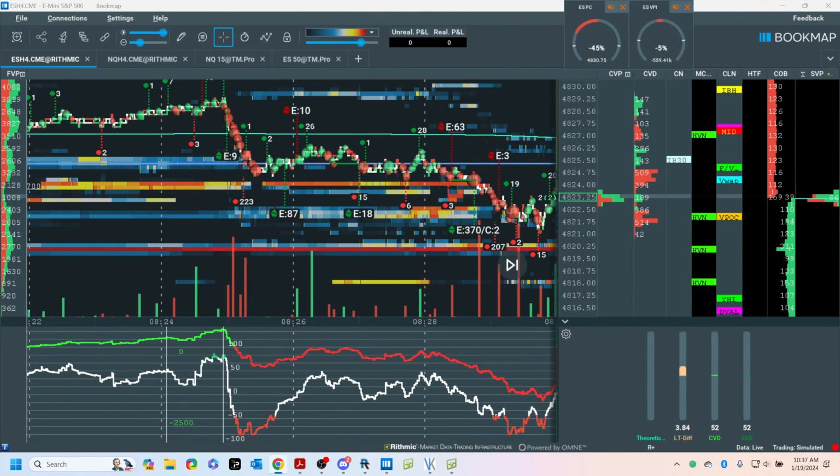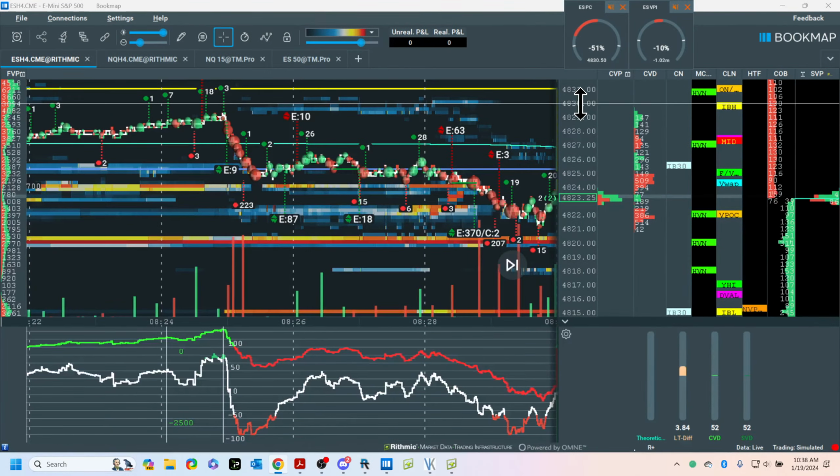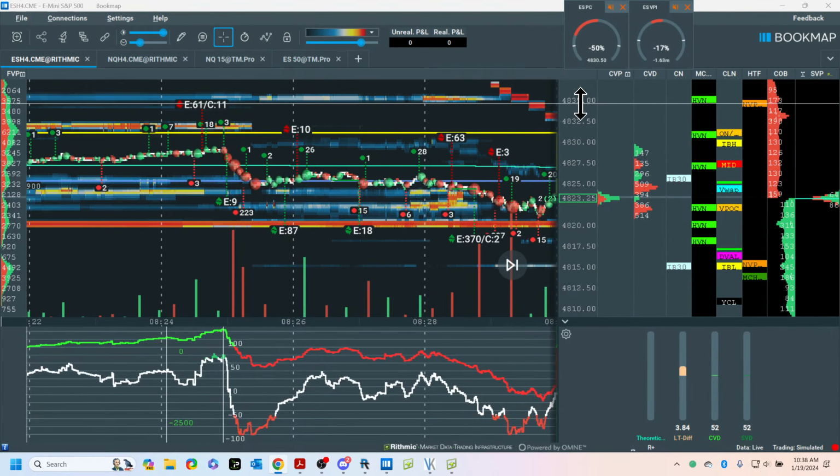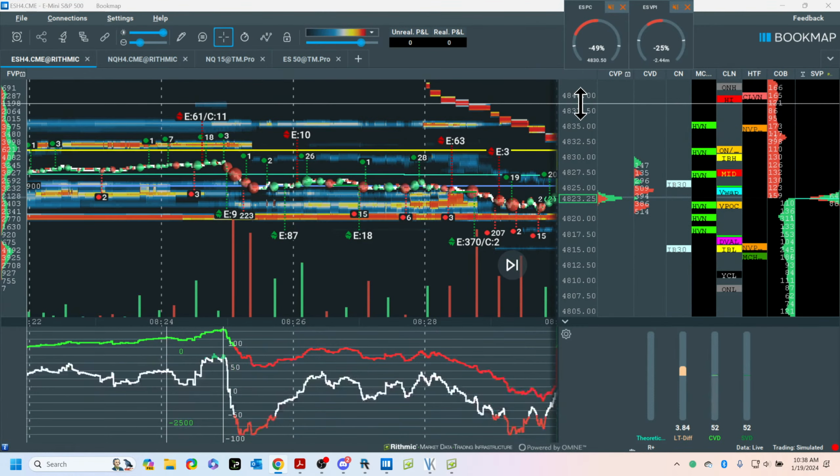Let's see. Okay, so I'm going to show you a price map, okay? And the price map is basically levels that are important. So let's look at the levels.